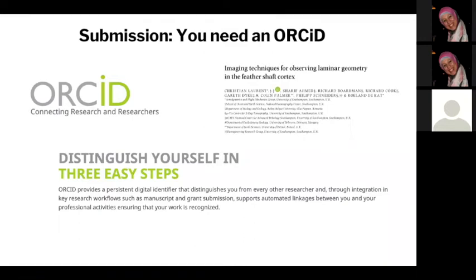So Orcid is a not-for-profit organization providing researchers with a persistent digital identifier that distinguishes you from every other researcher, and through integration, key workflows such as manuscript and grant submissions. Why is it important to have one of these? Well, in my country, in the UK, we've got lots of people with the last name Smith, with the last name Jones. In your country, in China, in Japan, in other parts of the world, you will have very common family names, very common last names.